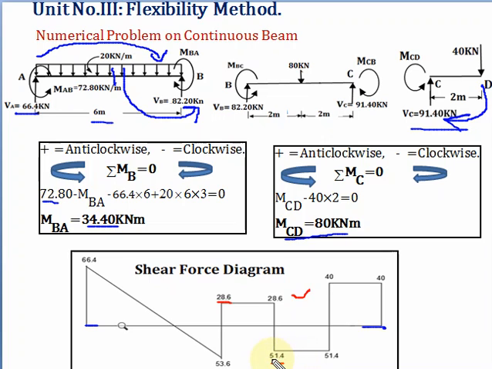In this portion again there is no load, so we join by a horizontal line. Here also the value will be the same, that is 51.4. Now the vertical reaction at C is 91.4 and it is acting upward. So minus 51.4 plus 91.4, we'll get the value 40. In CD there is no load, so join again by a horizontal line. At point D there is a point load of 40 kilonewton acting down, so here we show it downward, and at point D the value will be 0. So this is the shear force diagram for the continuous beam A, B, C, D.